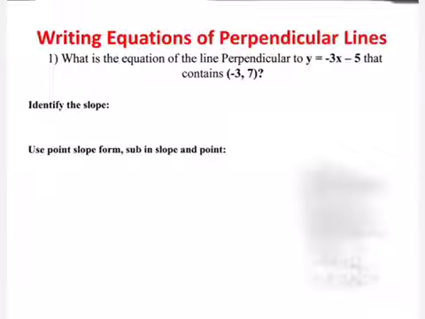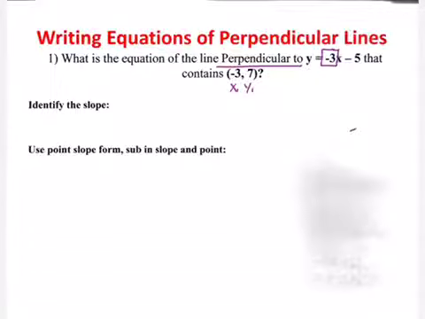Here they want us to write the equation of a line perpendicular to the line y equals -3x minus 5 and contains the point -3, 7. So that's x1, y1: x1 is -3, y1 is 7. But this time we're not going to steal the slope from the other line. We're actually going to use it to create the opposite reciprocal.